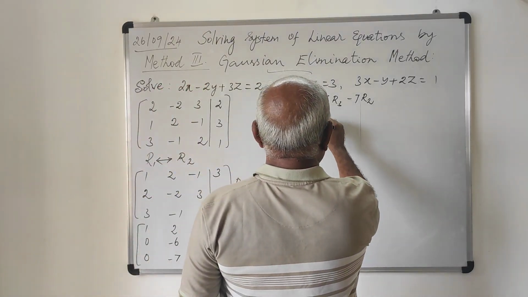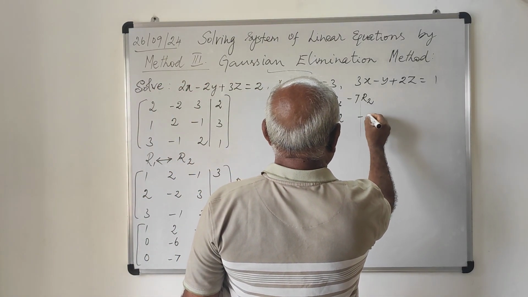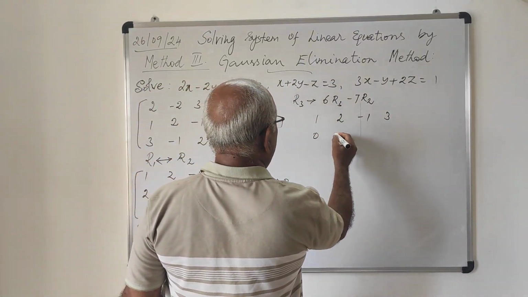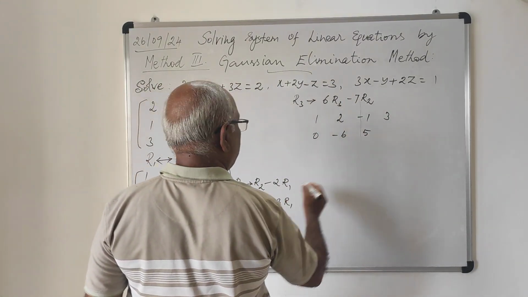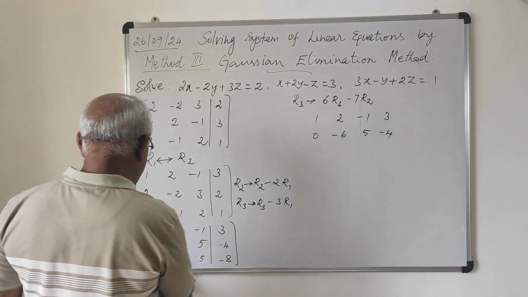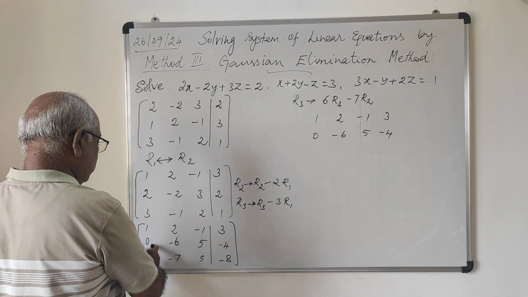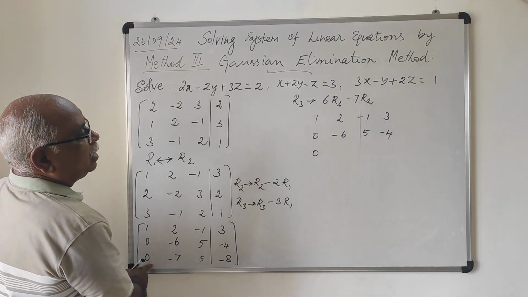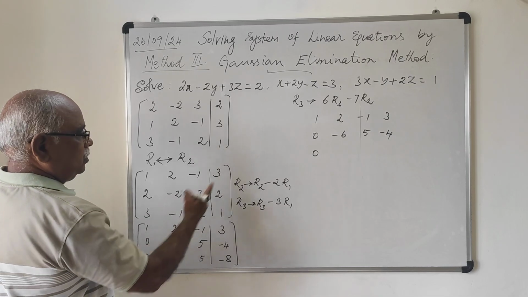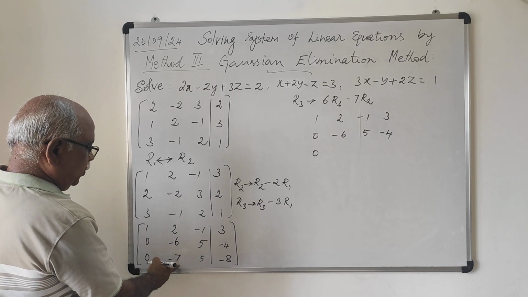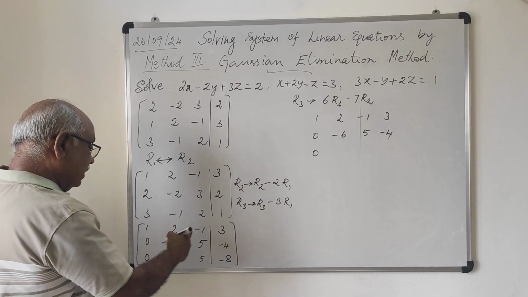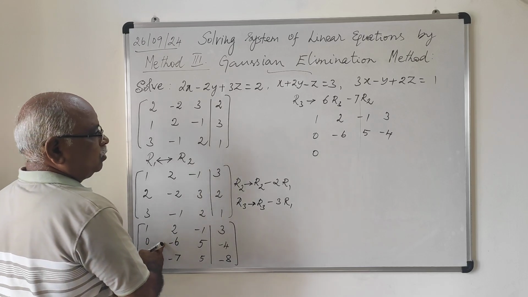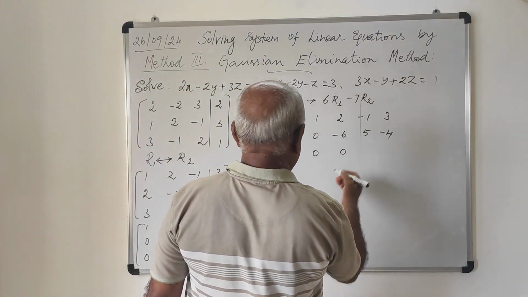For that, first 1, 2, minus 1, 3 is not altered. Second row is also not altered. That is 0, minus 6, 5, minus 4. And third row becomes 0, 6 into 0, minus 7 is 0. This 0, both terms are 0, therefore this is 0. 6 into R3, 7 6 are 42, minus 42. 7 into R2 is 7 6 are minus 42, minus or minus plus 42. Minus 42, minus or minus plus 42 becomes 0.